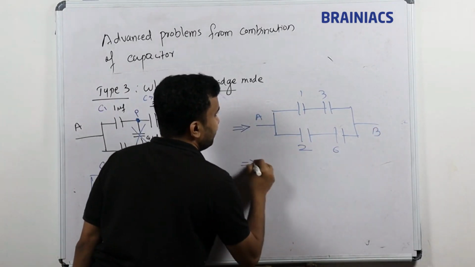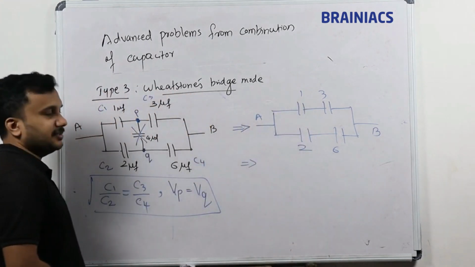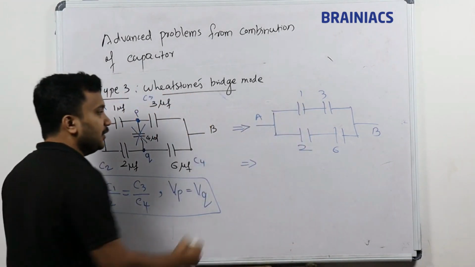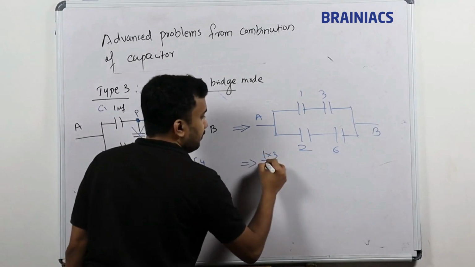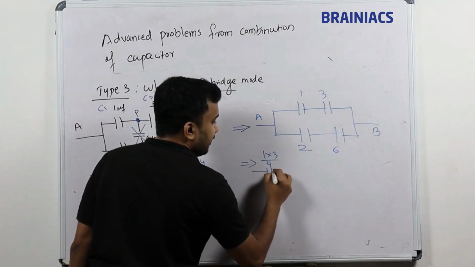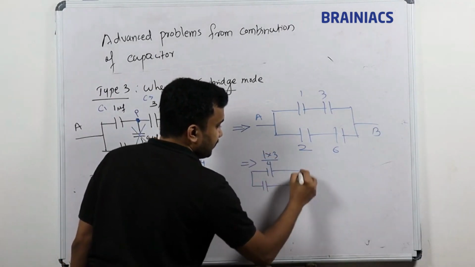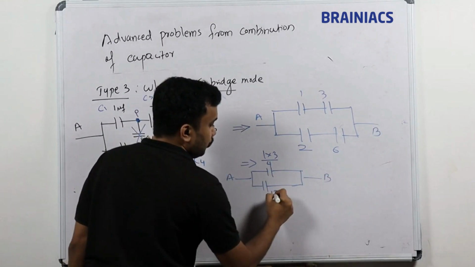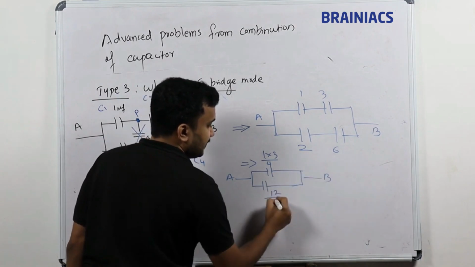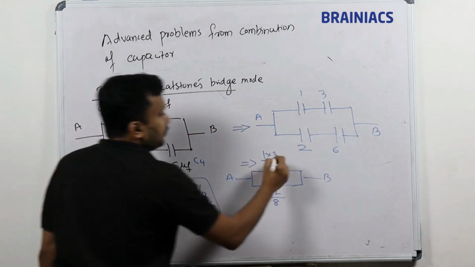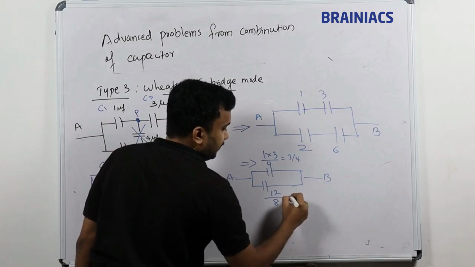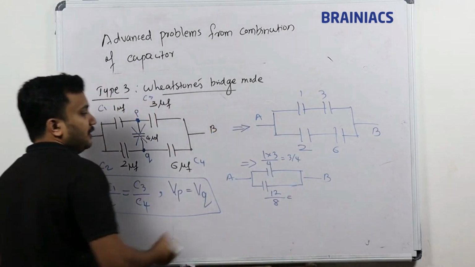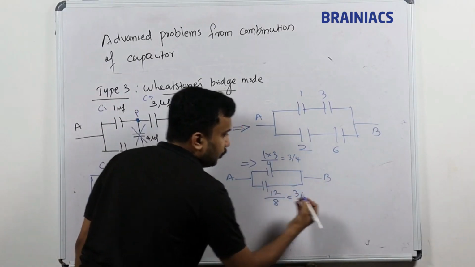Now we have to simplify this. This is a series connection, C1 C2 divided by C1 plus C2. So 1 into 3 divided by 4 is the first capacitor, and on the bottom we have the next capacitor. This is B and this is A. 2 into 6 is 12, divided by 2 plus 6 which is 8. So this becomes 3 by 4. This becomes 4 which will cut, so it becomes 3 by 2.